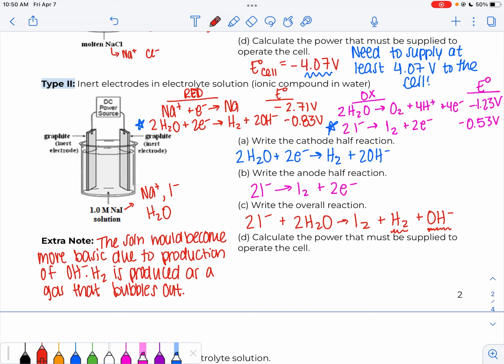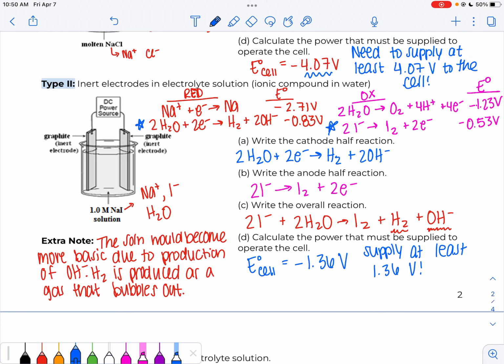Okay, so those are just a couple of extra notes for this type of cell that are important to notice. All right, so calculate the power that must be supplied to operate the cell. For these, we're going to add our E cell values for each of our half reactions. And when we do that, E cell naught is equal to negative 1.36 volts. So we need to supply at least 1.36 volts to the cell.